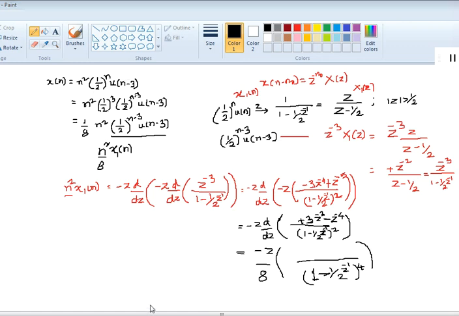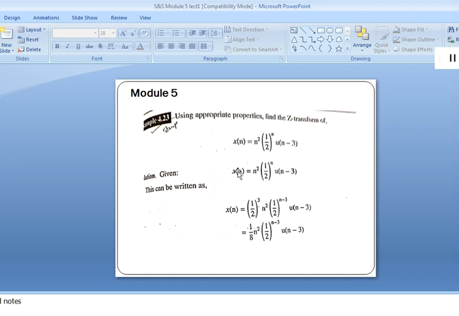This will be the z transform of n square into half raised to n u of n minus 3, which is to be found in that fashion. So we can even see simpler problems of this kind. I hope one can solve these kinds of problems, and for further things, if any confusions are there, we can see in the next videos.